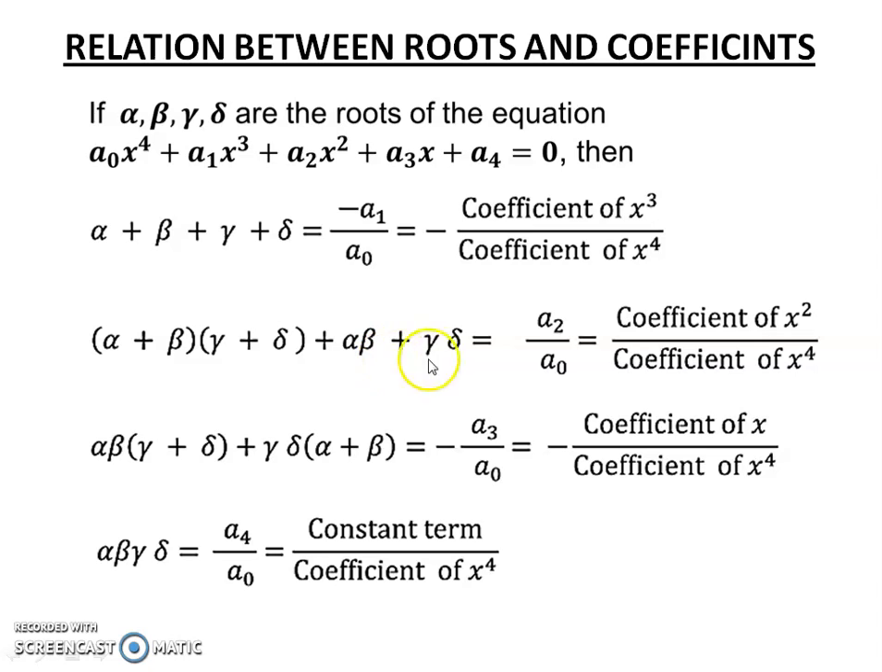Then is the sum of roots taken 2 at a time, that is alpha beta, beta gamma, gamma delta and so on. This is written as coefficient of x square upon coefficient of x raised to the power 4. Next is the product of roots taken 3 at a time, alpha beta gamma plus alpha beta delta and so on. This is written as minus times the coefficient of x upon coefficient of x raised to power 4, and the product of roots is written as the constant term upon coefficient of x raised to the power 4. Here we can again see that the coefficients are written in alternate signs.